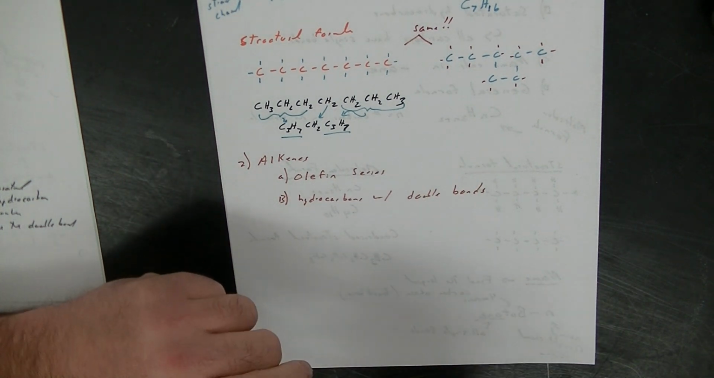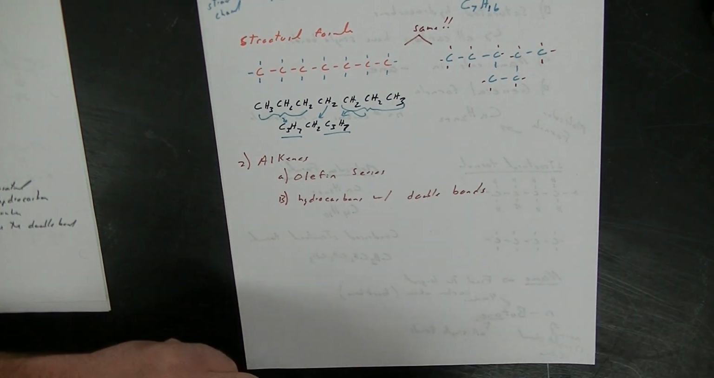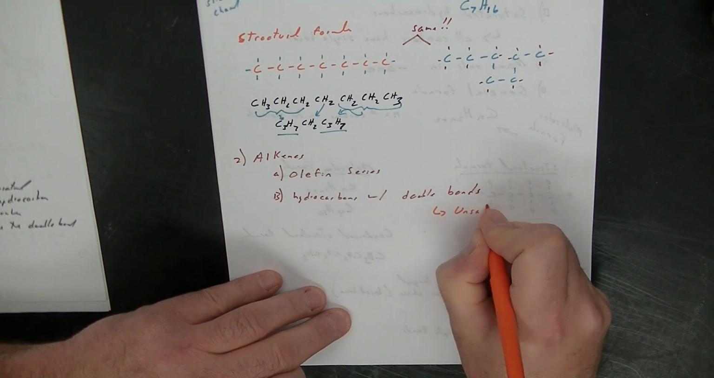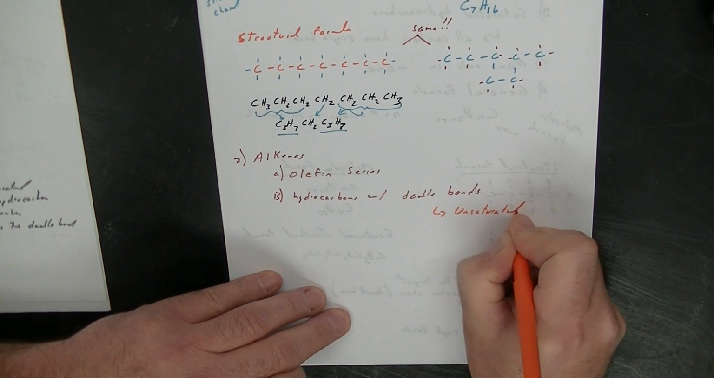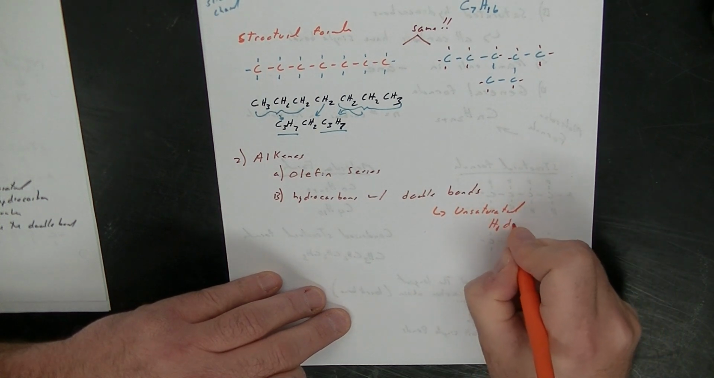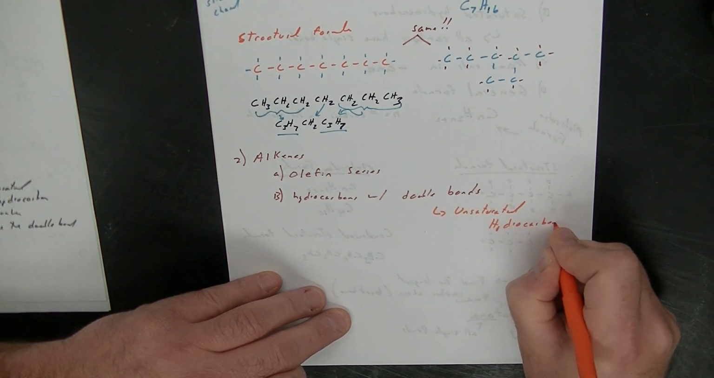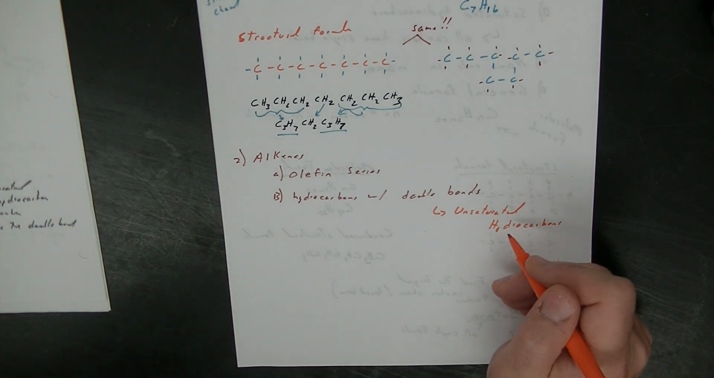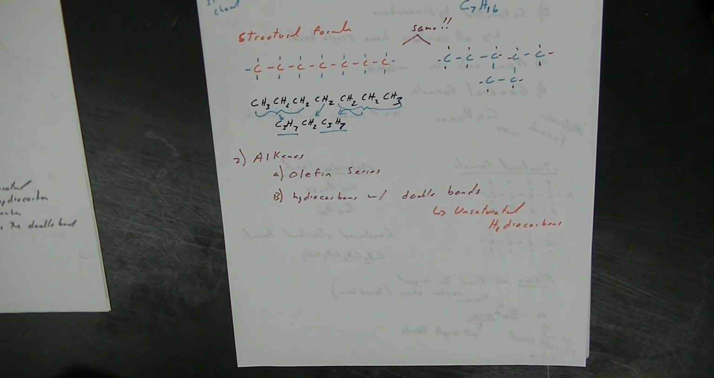If they have double bonds, that means they are unsaturated hydrocarbons. Unsaturated. Right, so if it's a saturated hydrocarbon, all single bonds. If it's unsaturated, it means it's going to have a double or a triple bond in it. All right.